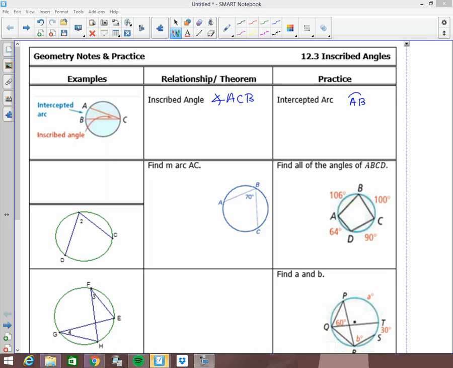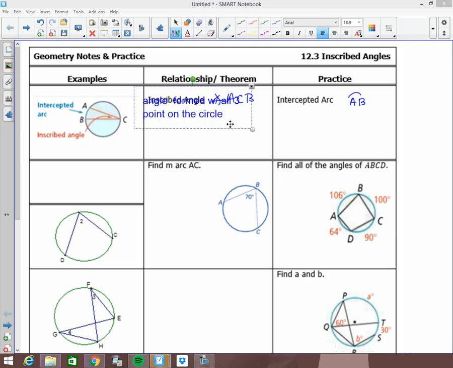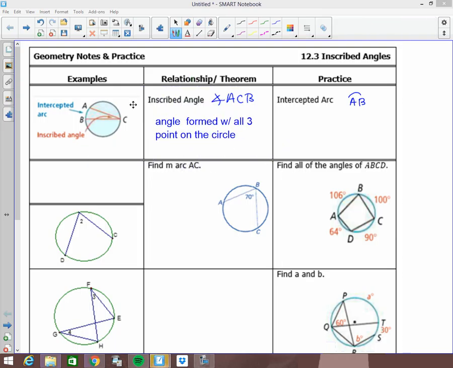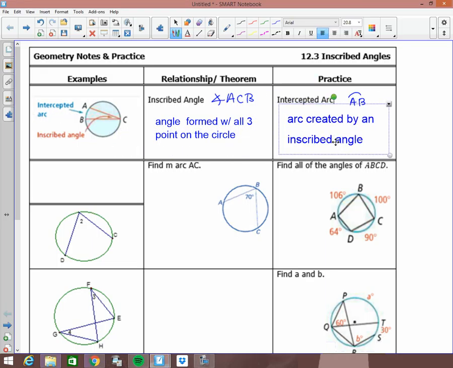Okay, and if we remember correctly, an angle formed with all 3 points on the circle is an inscribed angle, and an arc that's created by the inscribed angle is the intercepted arc. So we have the intercepted arc right here and the inscribed angle right here. We have this relationship with the inscribed angle and the intercepted arc, which we're going to use this picture right here to show.